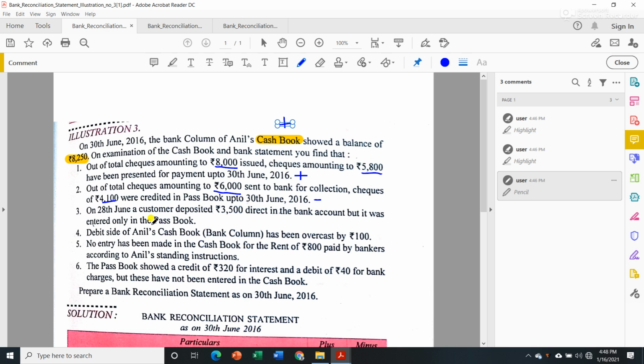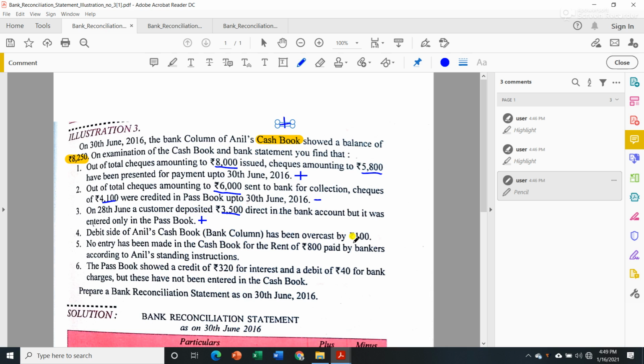but it was entered only in passbook. That means we received 3,500 according to passbook. So that means our passbook is showing 3,500 more balance than cash book. So what we will do is that we will simply add this 3,500 in our cash book, and we will have equal balances. Okay. The next we have, debit side of Anil's cash book or bank column has been overcast by 100.